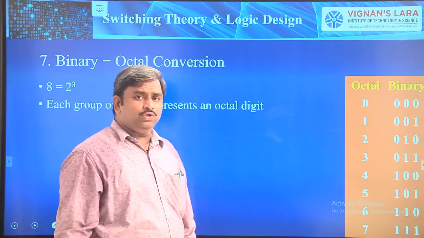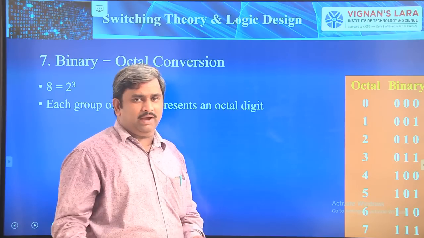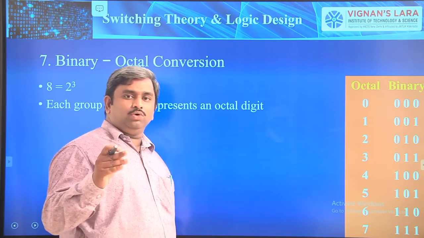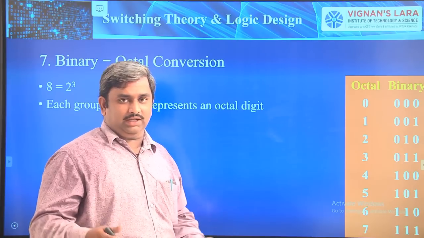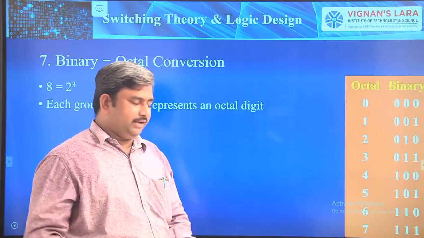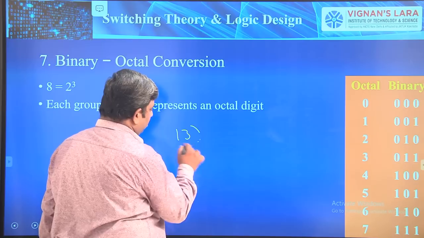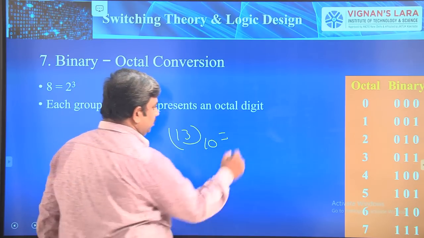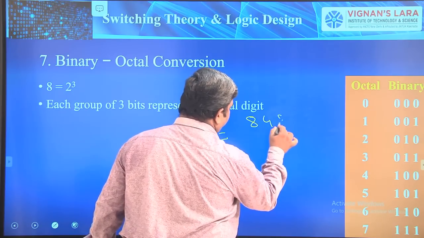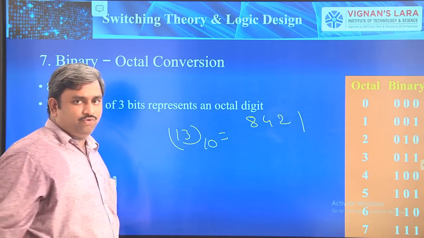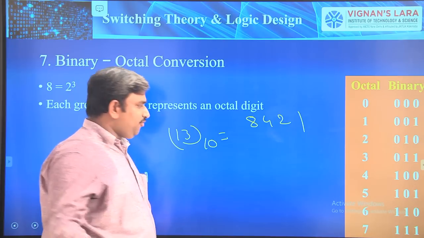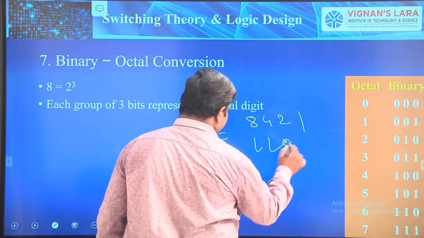Okay. We can use one more technique for decimal to binary conversion also. For example, you want to know the equivalent value for 13 in decimal. What is the value in binary? For example, 13 of base 10. It's a very simple thing. You have to follow the 8421 code system. For example, you have 1101.